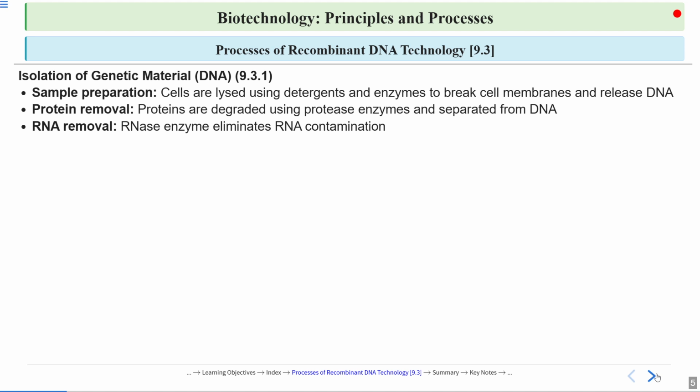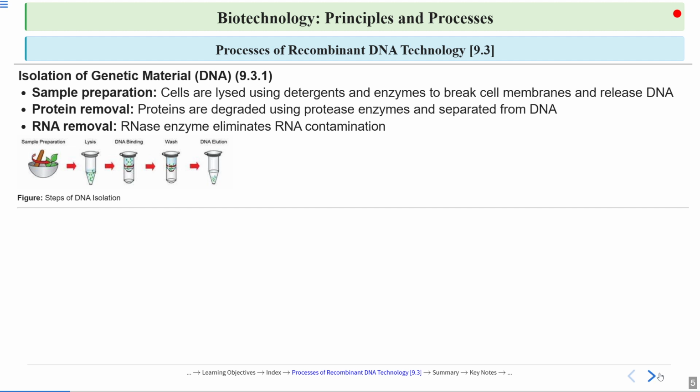So like this we will be getting rid of all those cell membranes, proteins and RNA, and we will get our pure DNA. So here is the sample preparation: first we lyse the cell wall, then we add the detergent and all those things, then we add the chilled ethanol to precipitate our DNA, and then we elute our DNA. These are the steps of DNA isolation.